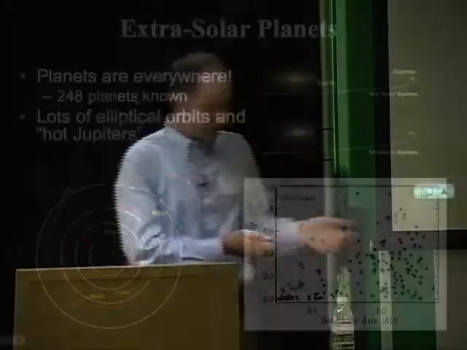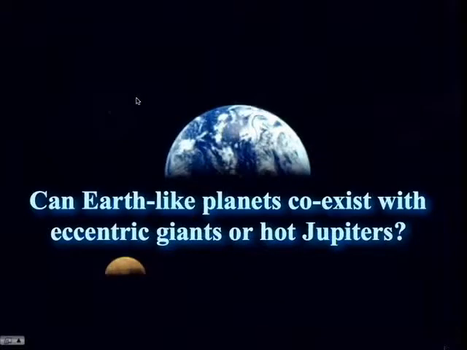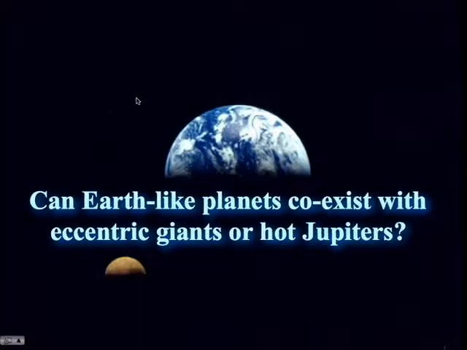Okay. So that's kind of what we know about extrasolar planets so far. And in terms of these Earth-like planets, the weirdos that we saw were these hot Jupiters and the really eccentric giant planets. So in the context of those, can you have Earth-like planets in those systems as well?